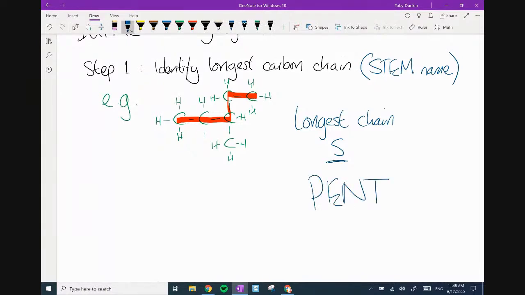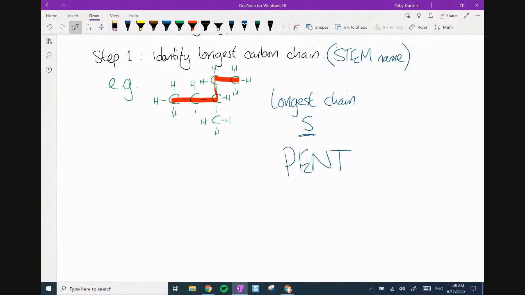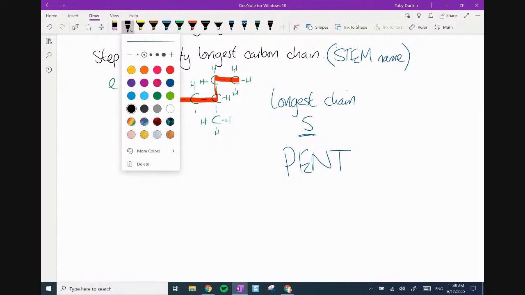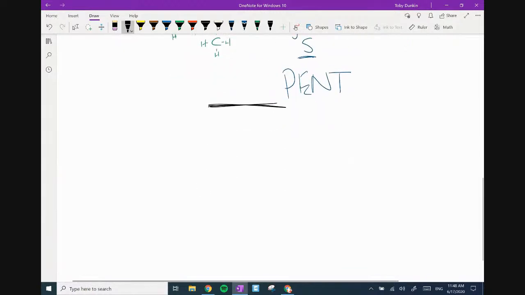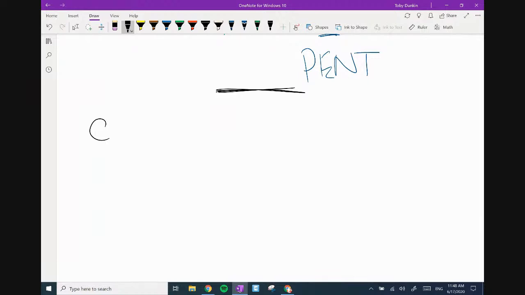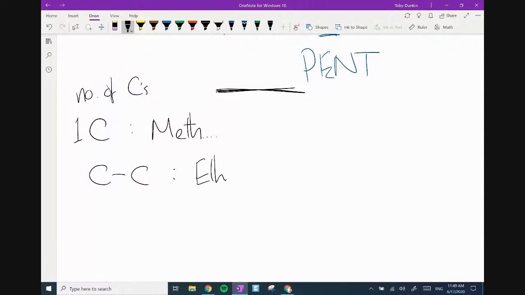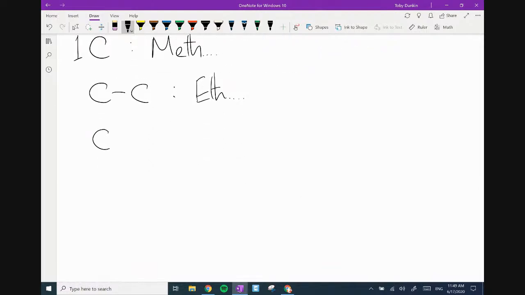So what I now need to do is give you all the names for the stems. Now you guys need to be able to go up to 10. What's the best way of doing this? Number of carbons. One carbon is meth. Dot dot dot. Next, 2 carbons. I'm going to show you what this actually looks like. 2 carbons in a row becomes eth. Dot dot dot. Next, 3 carbons becomes prop. Dot dot dot.